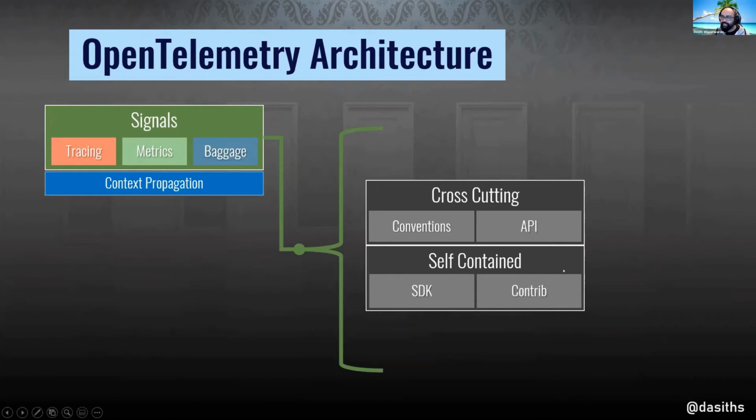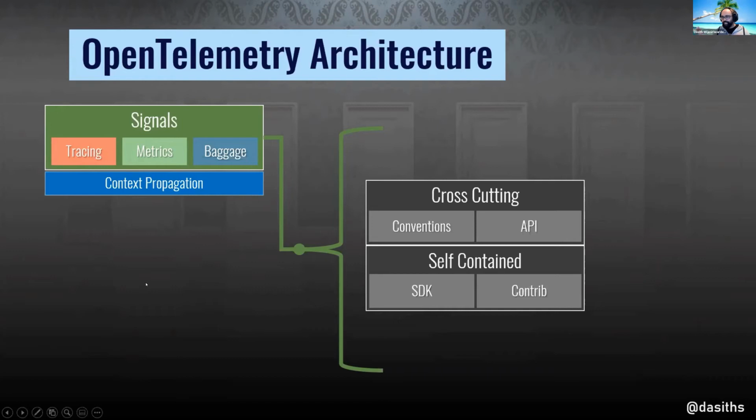Then you have these self-contained items, for example, the SDK. This is something you import into the language that you're writing, and it provides the interfaces and APIs that you can use to create the telemetry data in an OpenTelemetry compatible way. The contrib here simply refers to the packages or things that the project is maintaining on behalf of, I guess, the major languages and frameworks. For example, the HTTP client for .NET.